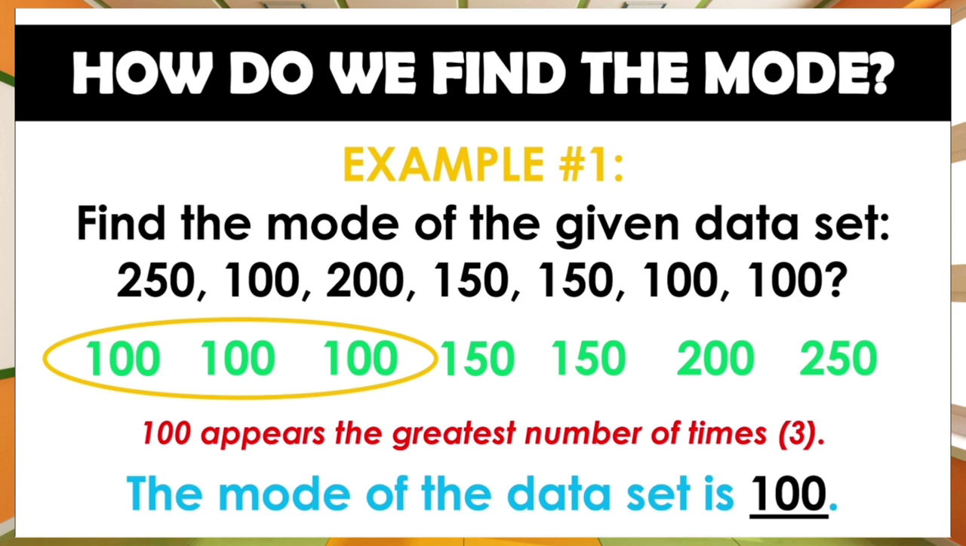That's it, class. We do not solve for the mode. We just find it by inspection. And it is so much easier to find if the data are arranged accordingly.